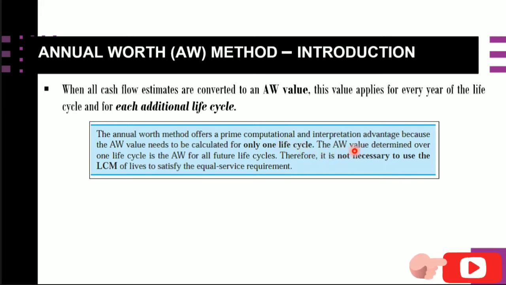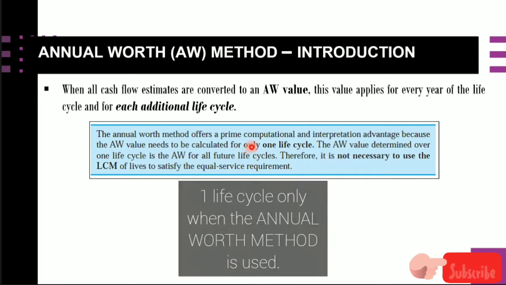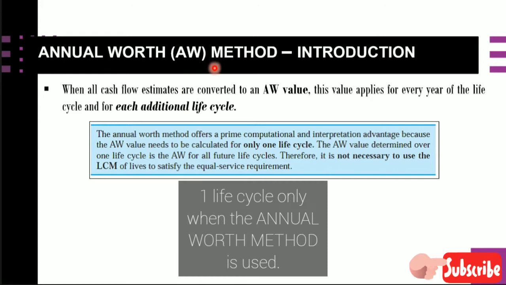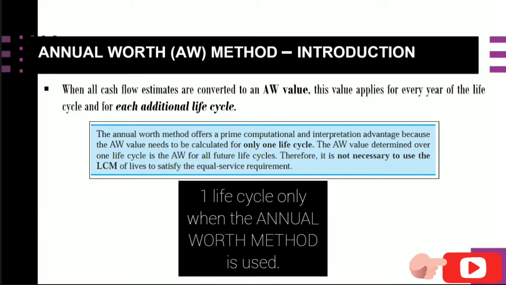Okay, so the annual worth value determined over one life cycle is the annual worth value for all future life cycles. That is why it is not necessary to use the LCM of lives to satisfy the equal service requirement. Therefore, you only need to use one life cycle in getting this annual worth value using this annual worth method. And these are the assumptions then.